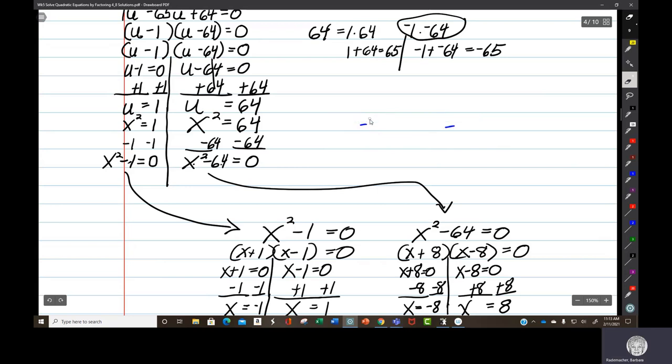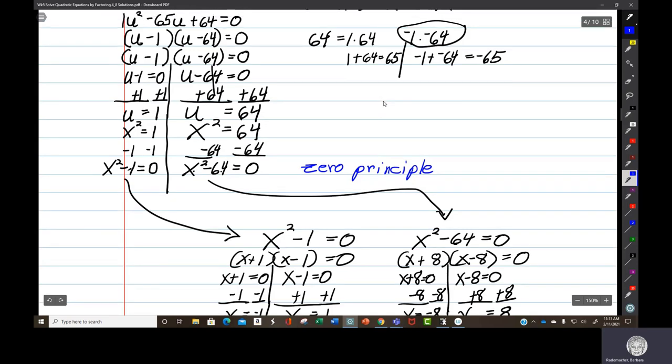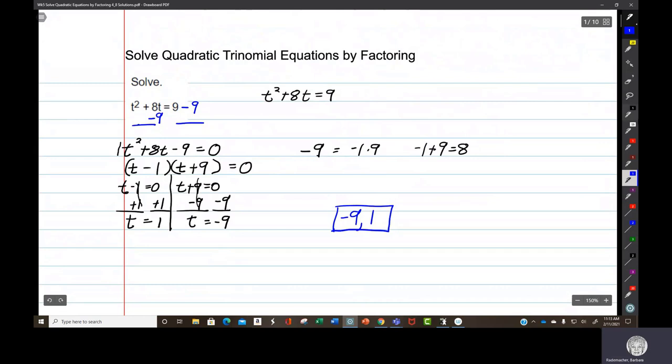So what we have to do in order to solve for x is we have to subtract the other way and use what's called the zero principle, which is what we used back here in the very first problem. The original problem was t squared plus 8t equals 9. We have to have a 0 over here. That's what the 0 principle says. And as a result, I had to subtract 9 from both sides because 9 minus 9 is 0. And then whatever I do over here, I have to do over here. So we use the 0 principle here to solve this quadratic equation.